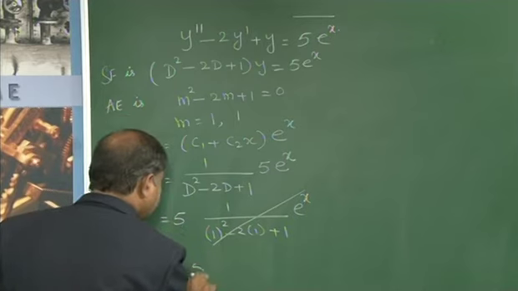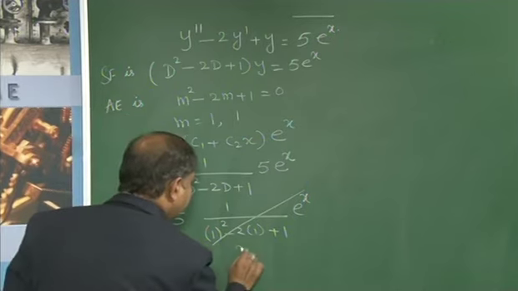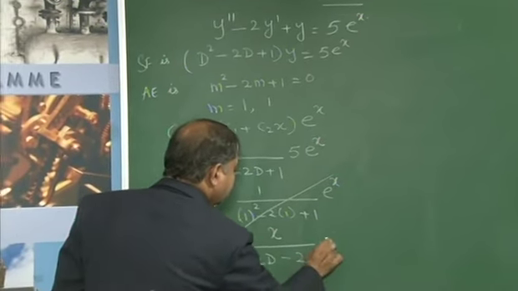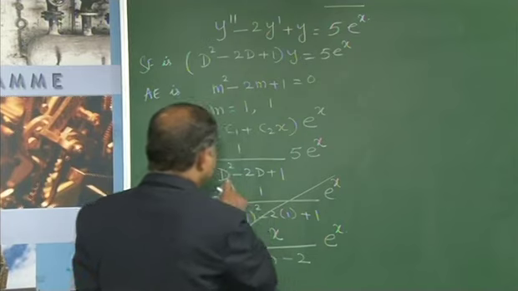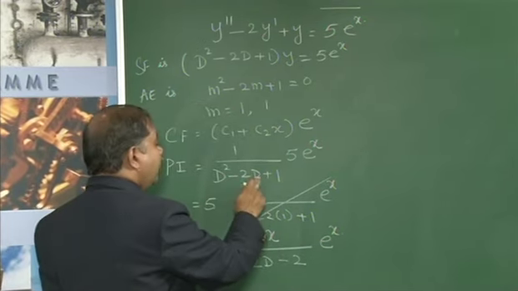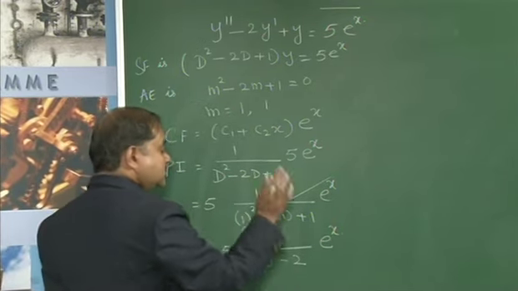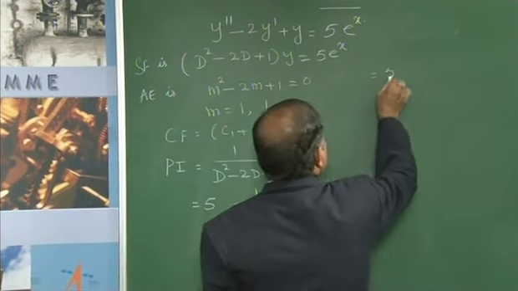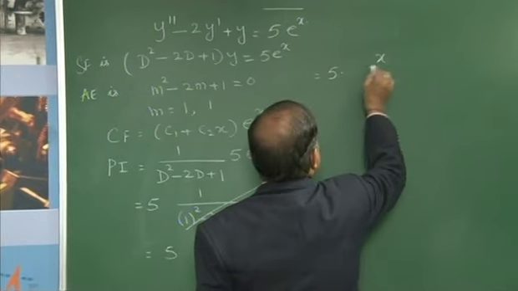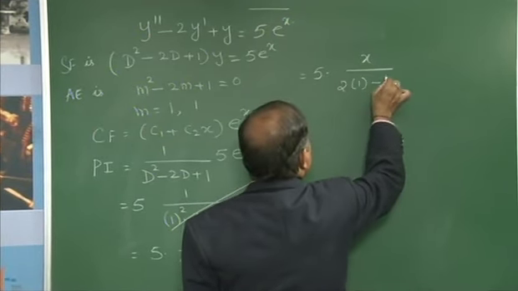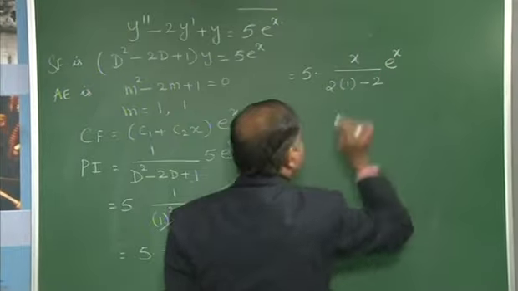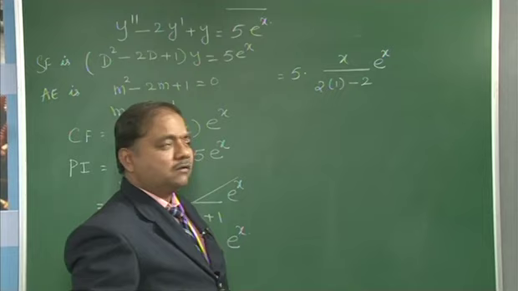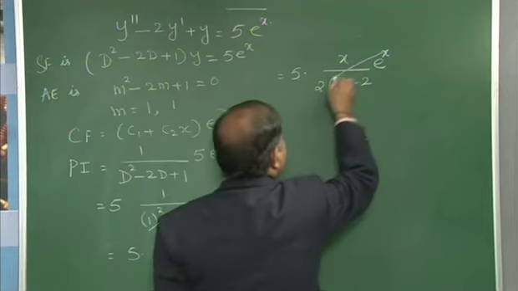What did we say the procedure is? Multiply by x, and differentiate the denominator with respect to D. So D square differentiation is 2D minus 2, and the constant becomes 0. Now apply it and see once again: 5 into x by 2 into 1 minus 2. What is happening? Once again it is becoming 0. Do not worry, do not consider it.